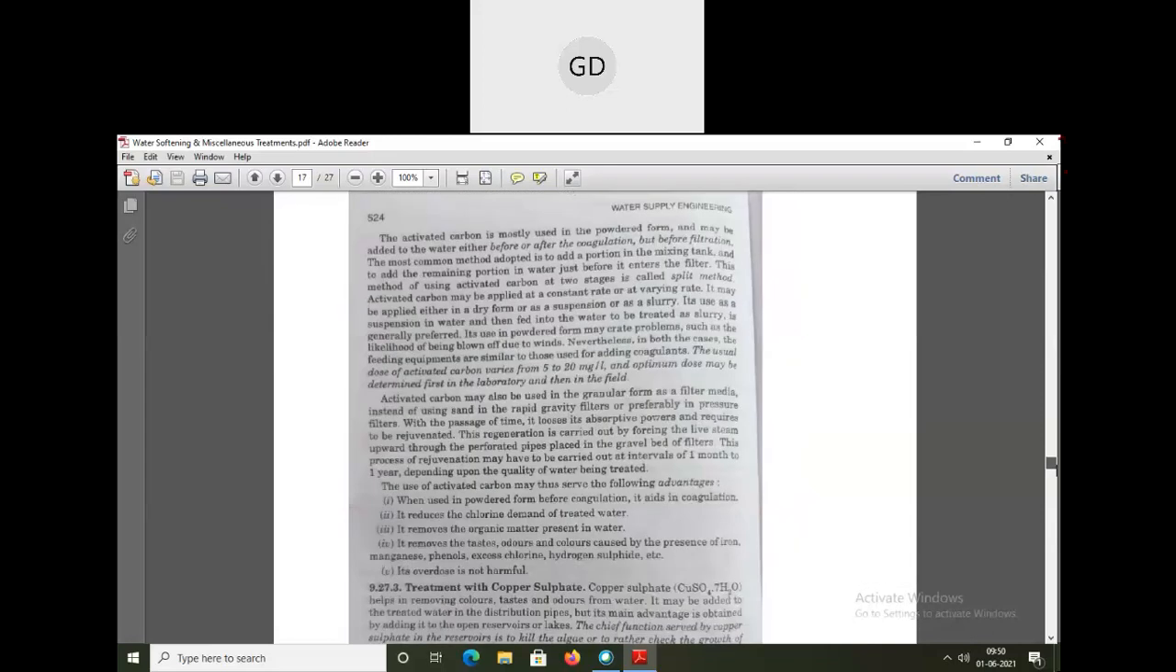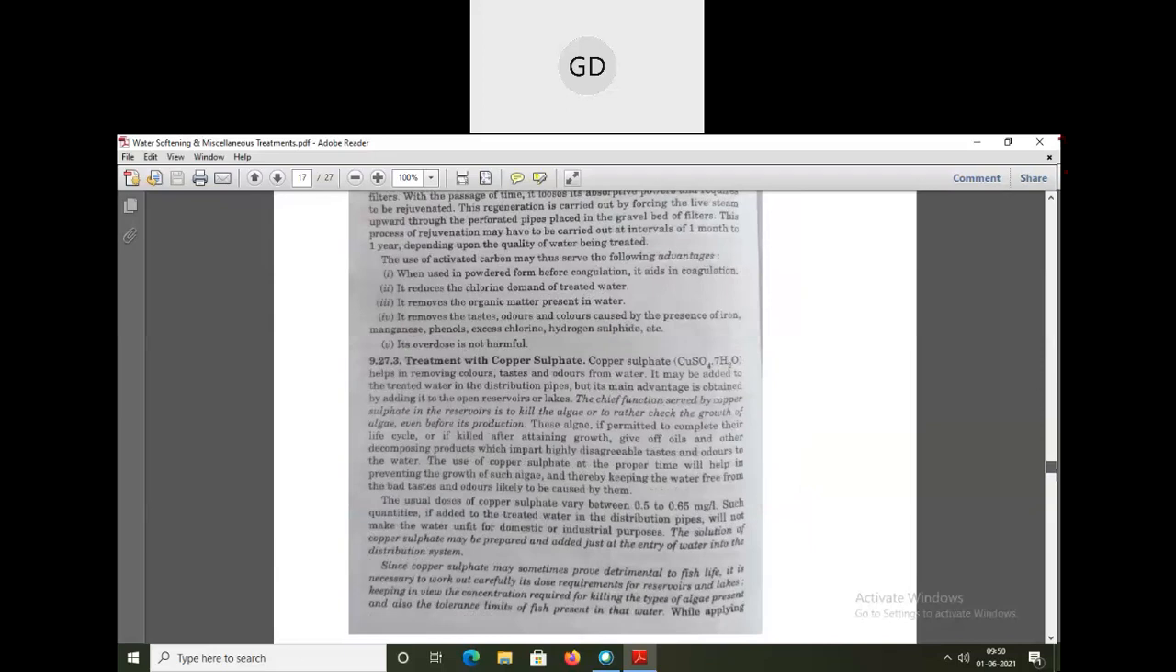Then you have treatment with copper sulfate, whose formula is CuSO4·7H2O. Copper sulfate is used for removing color, taste and odor from the water. It is added to the treated water while it is in the distribution pipe. But the main thing is that if you add the copper sulfate in the lakes or in the reservoirs, then you get the best advantage of using it.